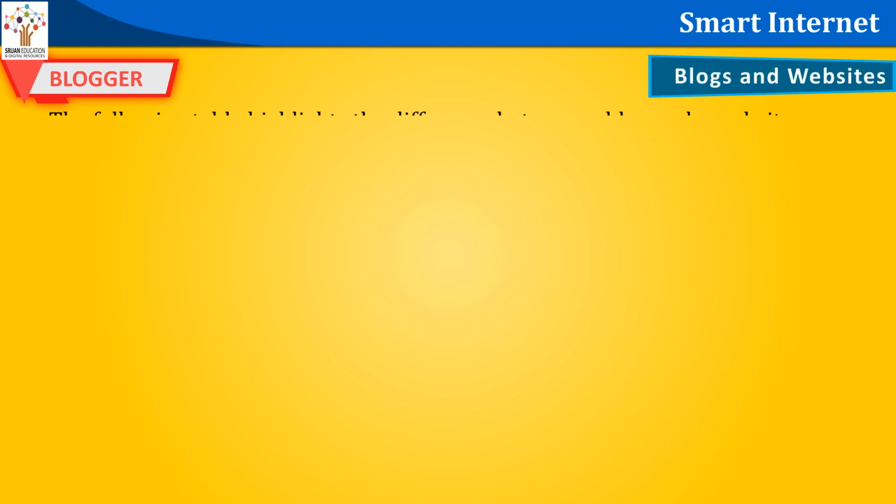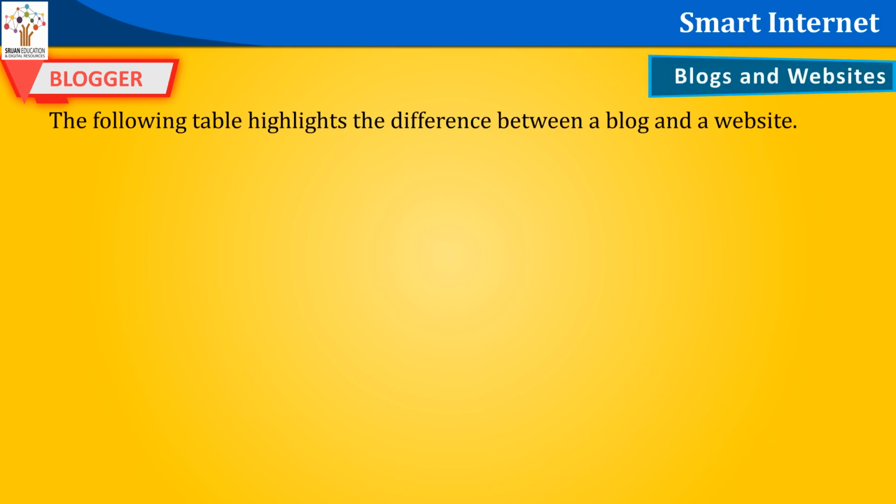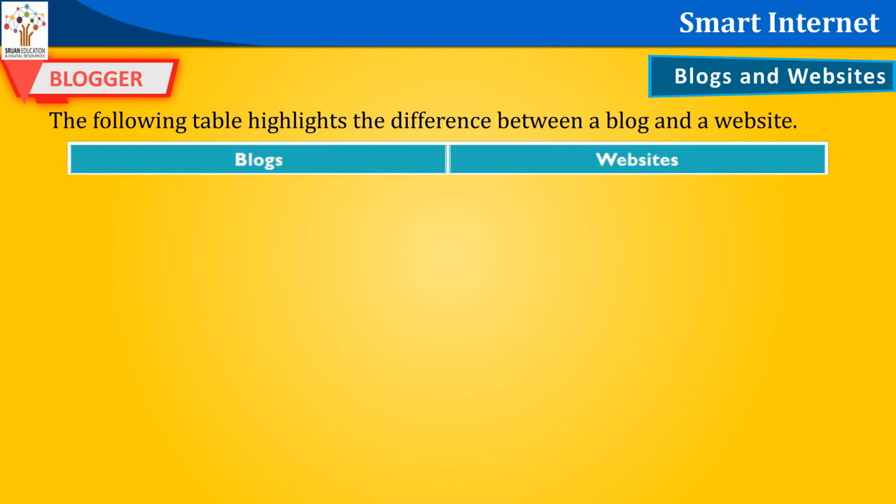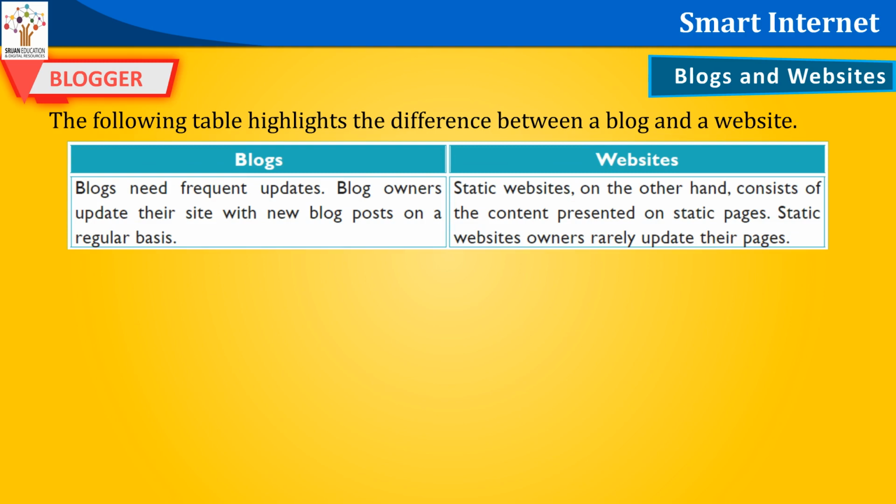Blogs and websites. The following table highlights the difference between a blog and a website. Blogs need frequent updates. Blog owners update their site with new blog posts on a regular basis. Static websites, on the other hand, consist of the content presented on static pages. Static website owners rarely update their pages.